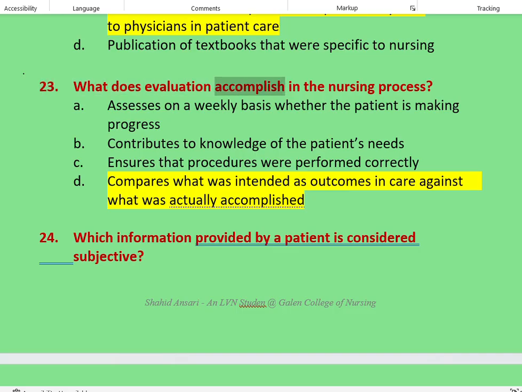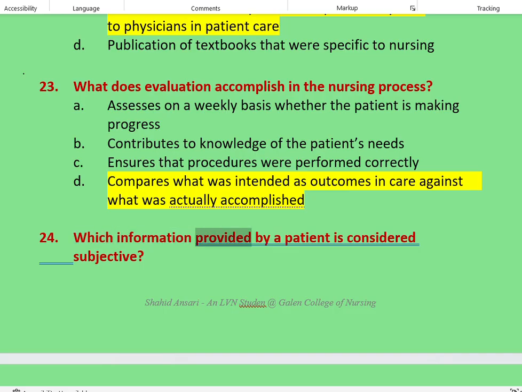23. What does evaluation accomplish in the nursing process? A. Assesses on a weekly basis whether the patient is making progress. B. Contributes to knowledge of the patient's needs. C. Ensures that procedures were performed correctly. D. Compares what was intended as outcomes in care against what was actually accomplished.